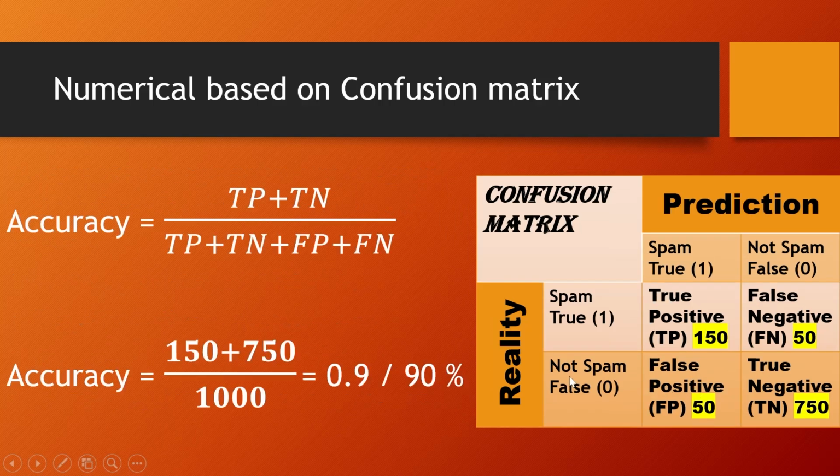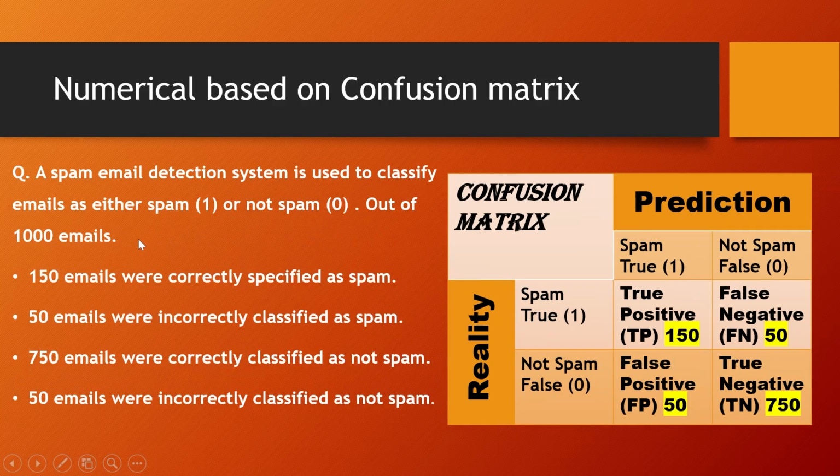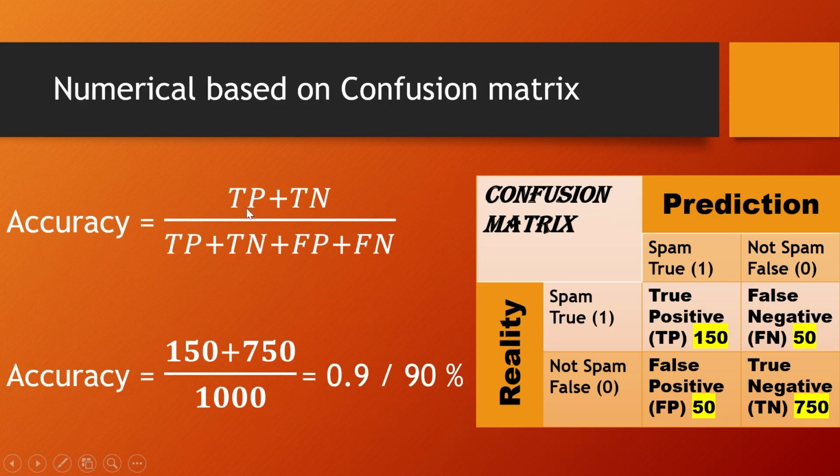Now applying the formula of accuracy, which is as stated earlier, true positive plus true negative divided by the total number of cases. As we have seen in the question, the total number of cases is 1000. So we have directly put the value. TP is true positive, which is 150, and TN is 750, as you can see from here. After calculation, you will get the answer 0.9. Now, if you multiply it by 100 to get the value in percentage, the answer will be 90%.